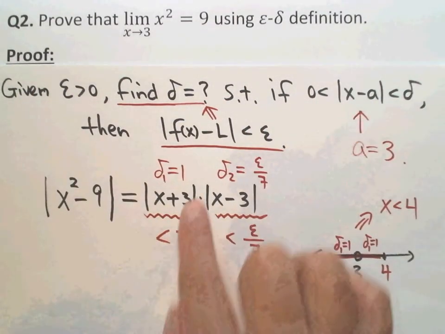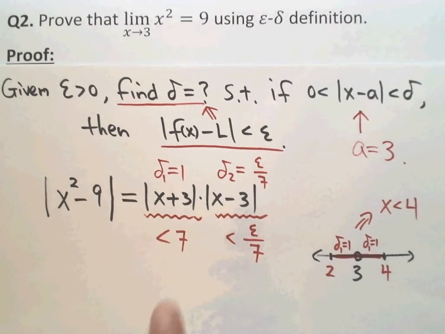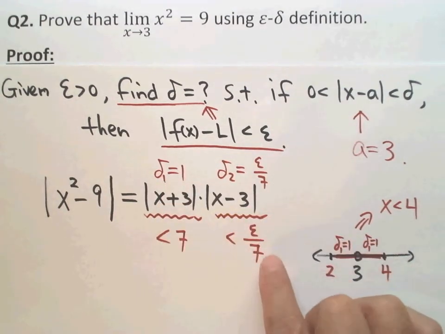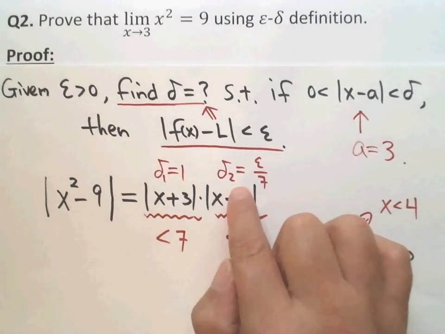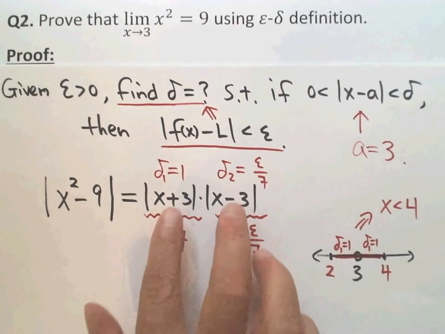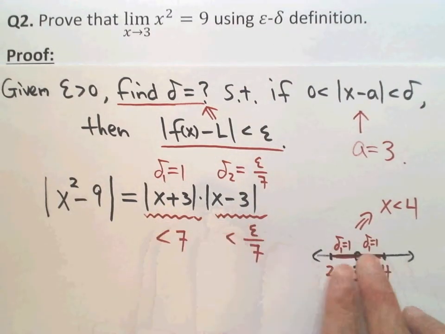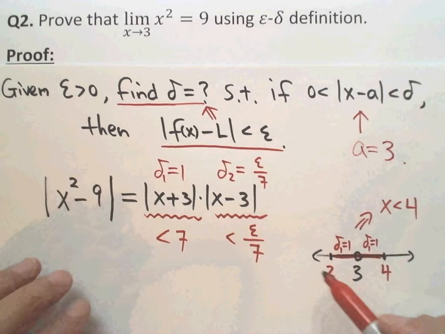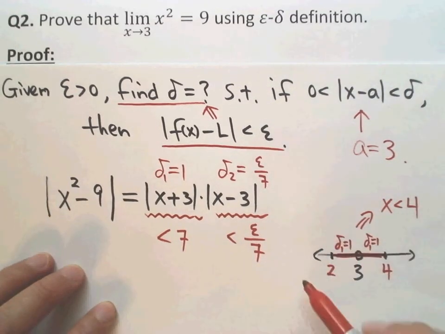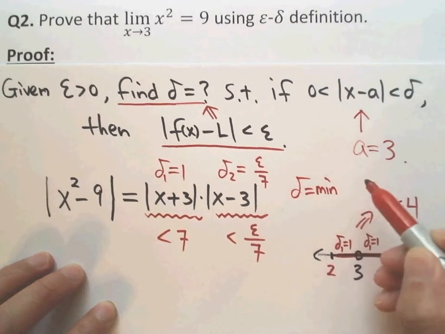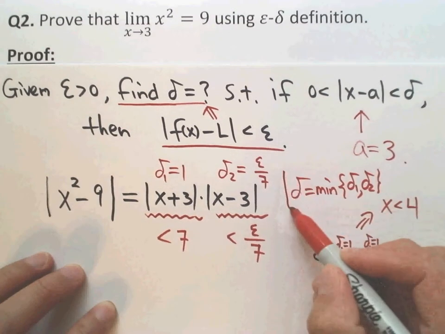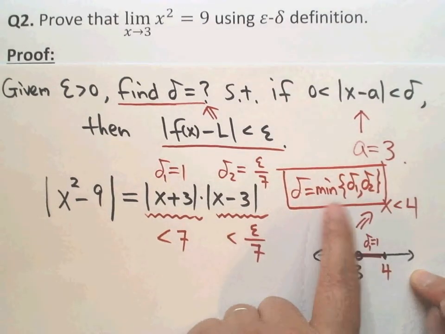Of course, delta 1, delta 2, how to merge these two together? This is important. Imagine the first term is less than 7 if x is in the delta 1 neighborhood of 3, and the second term is less than epsilon over 7 if x is in the delta 2 neighborhood of 3. How to make both true at the same time? Pick the smallest delta. If we pick the smallest delta, both the first term and the second term are controlled by what we did. So delta equals the minimum of delta 1 and delta 2. This is the technique you need.